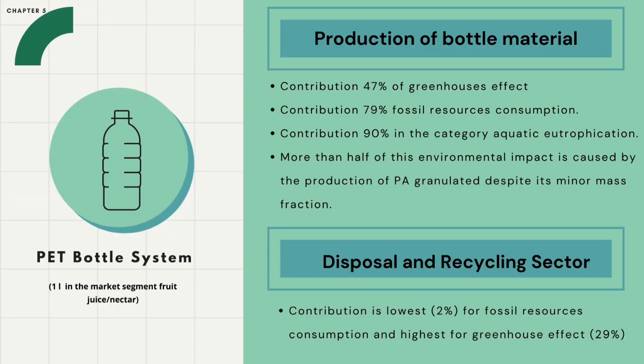PET bottle system. The production of bottle material contributes 47% of the greenhouse effect. It also contributes 79% of fossil resources consumption. The highest contribution is 19% in the category of aquatic eutrophication. More than half of this environmental effect is caused by the production of PA granulate despite its minor mass fraction.